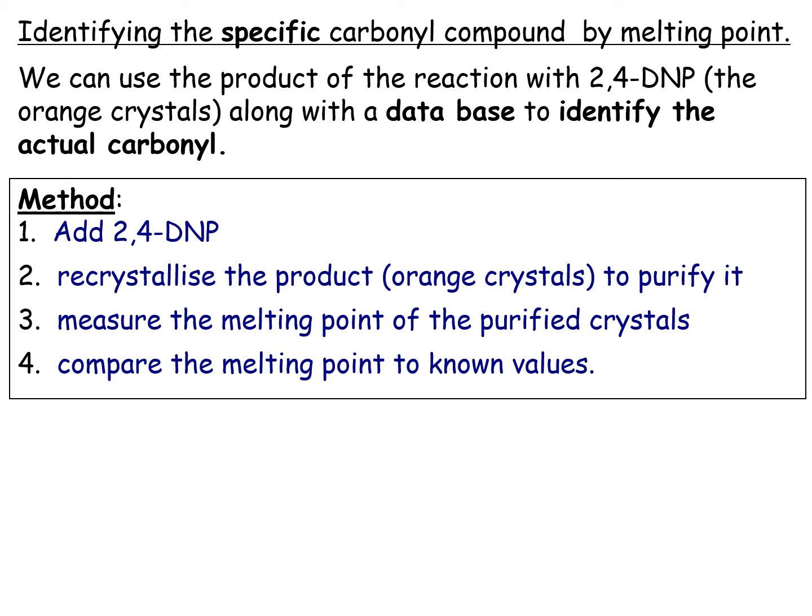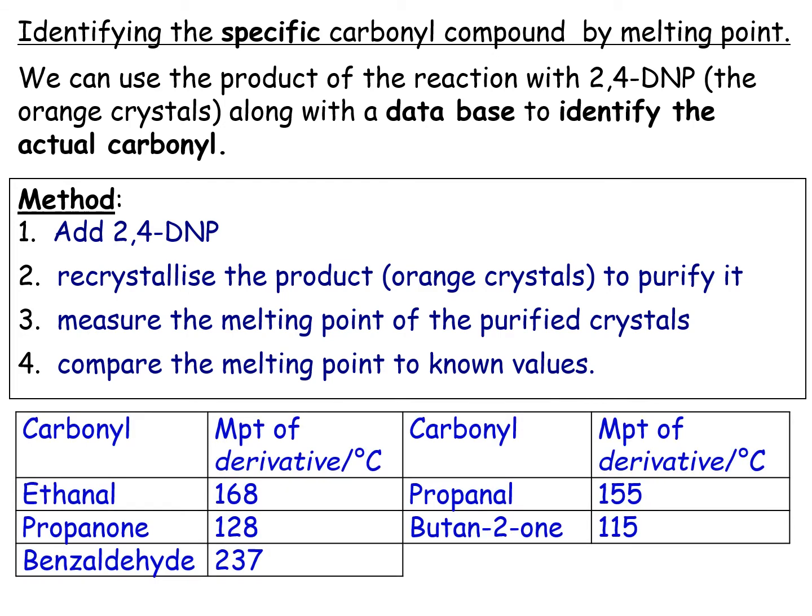So highlight those in your notes, that's your method. And remember that's to describe how you identify the specific carbonyl compound using 2,4-DNP. So just to show you then, before we move on, these carbonyl compounds, for example, the equation that we saw previously was propanal. The derivative of that, the orange precipitate, when in its pure form, has a melting point of 155. So if you could measure pretty close to that, that's good evidence that you've identified it to be propanal.